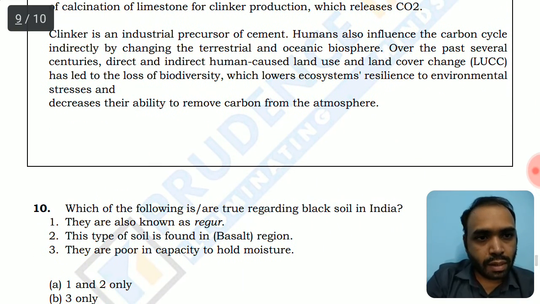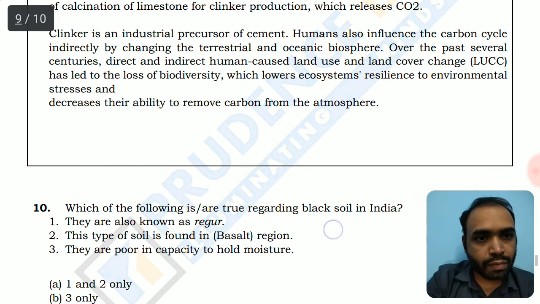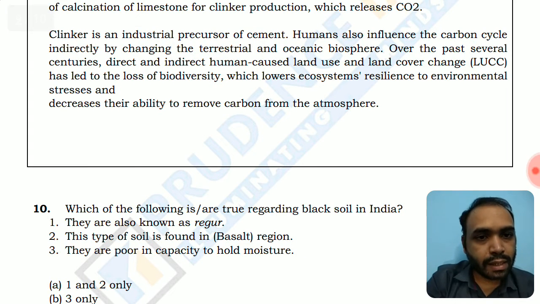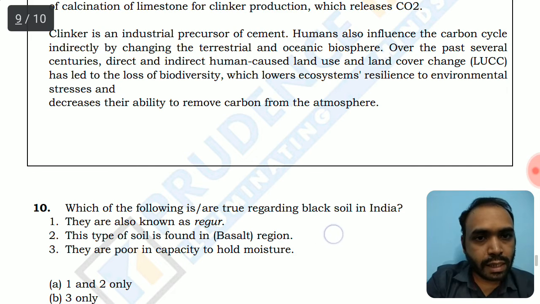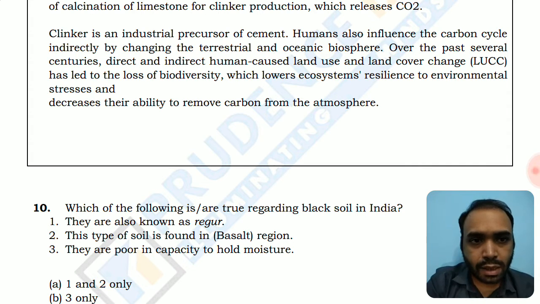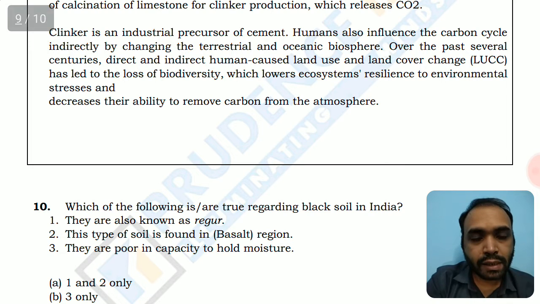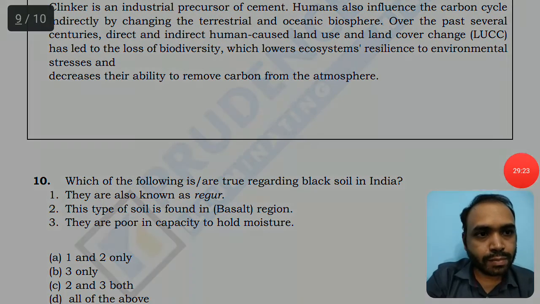The last question is about black soil and the reasons the Deccan is rich in black soil. They are formed by the weathering of basalt type of rocks. Let's read the options related to the black soils. They are also known as regur soil. This is correct. The black soil is also known as regur soil in India. This type of soil is found in the basalt region, the Deccan Traps. Third option is not correct because they have excellent moisture holding capability, and we will discuss this.